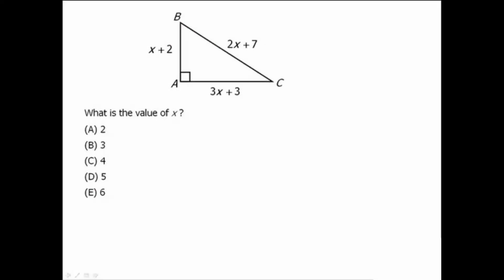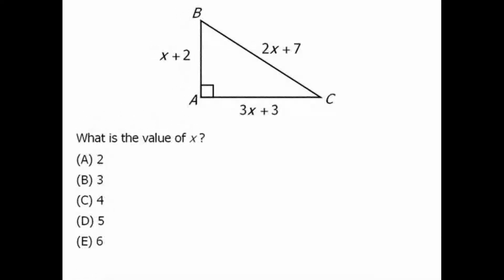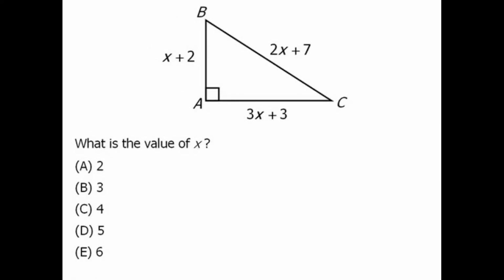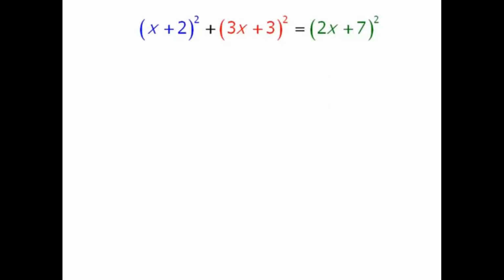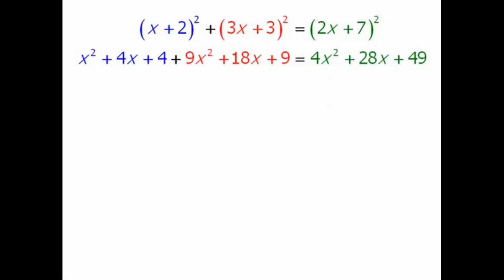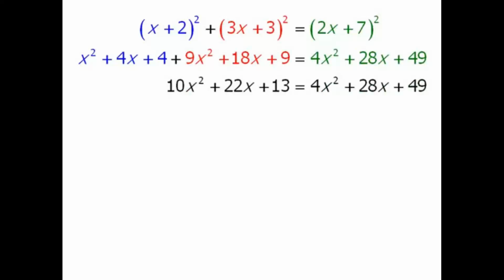One approach here is to check each answer choice and see which value of x yields the measurements of a right triangle. We're going to examine the more algebraic approach. First, using our Pythagorean theorem, we can create the following equation. Now let's expand each of our squares. And now we'll simplify the terms on the left-hand side. Let's set this equation equal to 0. We'll do this by subtracting 4x squared from both sides, subtracting 28x from both sides, and subtracting 49 from both sides. Now notice that we can divide both sides by 6.